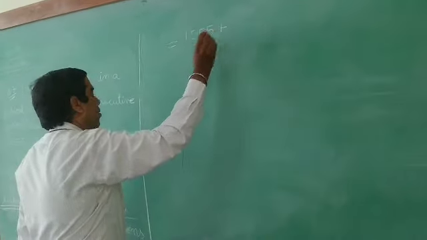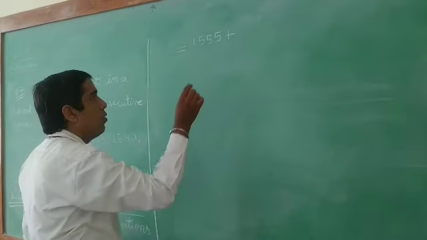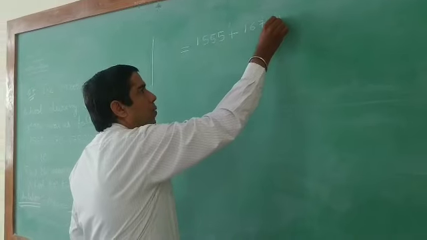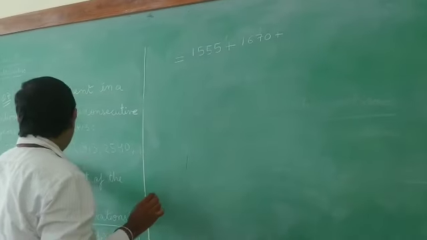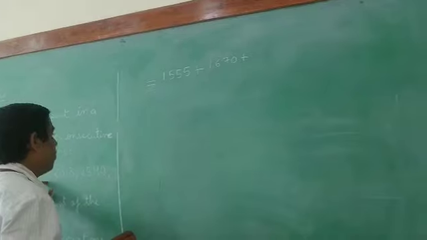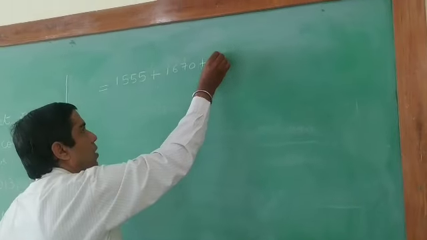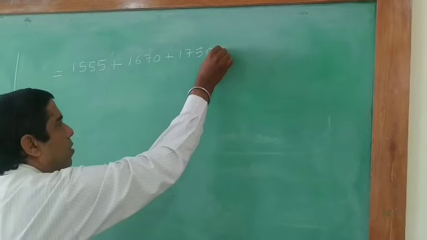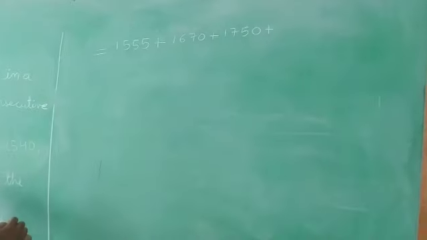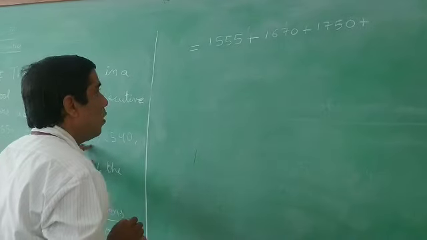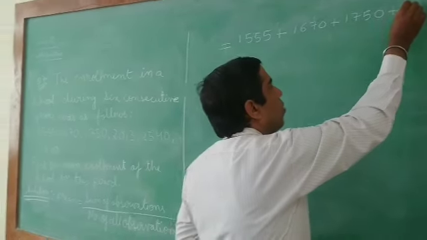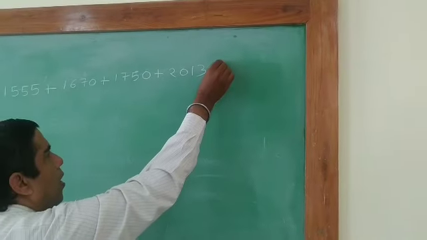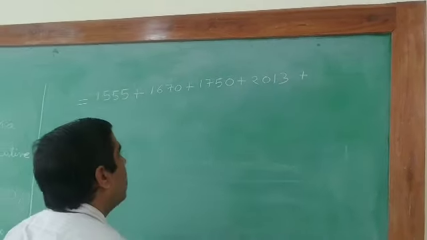1555 plus 1670. It is 1670 plus. I am writing the next number here: 1750. It means 1750. And the next number is here plus. You can see 2013. It means 2013. And the plus here, one more number.